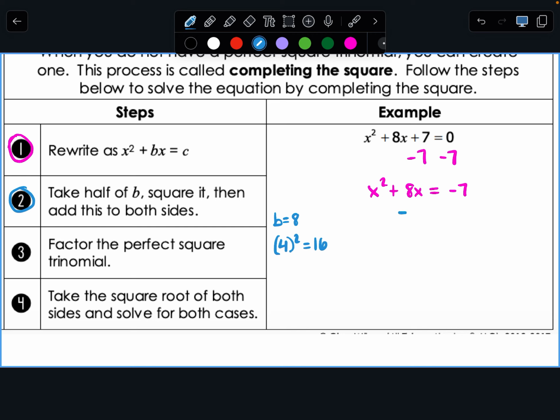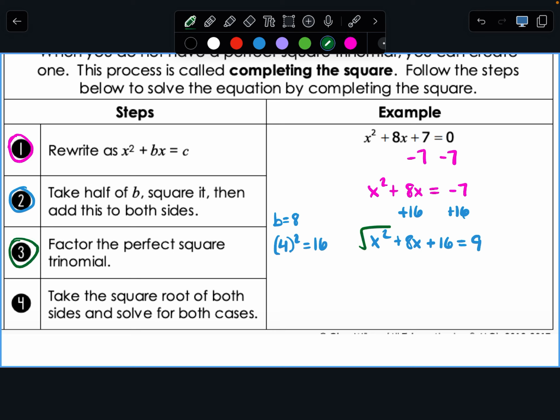And add that to both sides. So I'm adding 16 to both sides. Now I have x squared plus 8x plus 16 equals 9. Now notice what we created on the left side. The left side is now a perfect square trinomial, because that middle term determines what the last term is going to be. Now I'm going to follow the same steps I did above by factoring this.